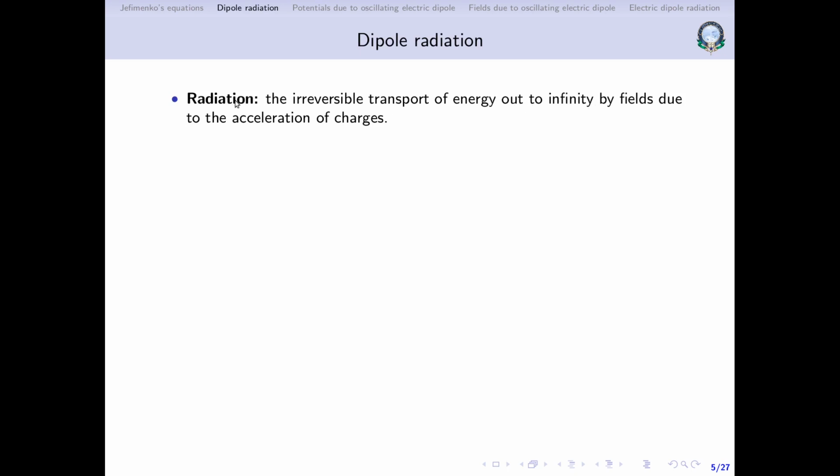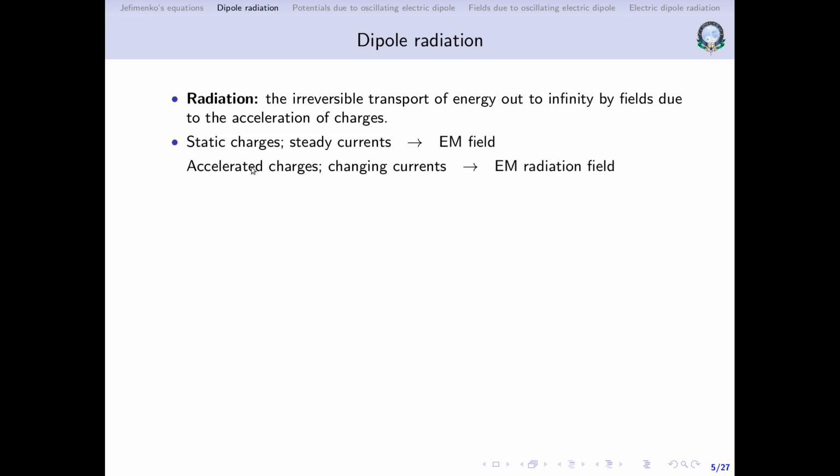So when we talk about radiation, it's important that we are very far away from the source, or maybe you can consider the source to be extremely small. So that's what we are talking about here. Now static charges and steady currents give us an electromagnetic field, which we already know. But accelerated charges and changing currents give us not just an electromagnetic field, they give us an electromagnetic radiation field.